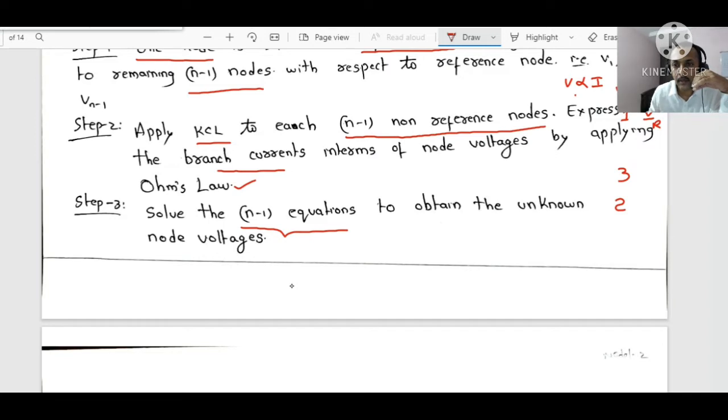For example, in a problem there are 4 nodes. How many equations you will get? 3 equations you will get. Now you want to solve those 3 equations. For that sake, you will get a 3 by 3 matrix. To solve these 2 equations, you will write it in the form of a 2 by 2 matrix. I will tell you. We will discuss that also. But the key point is, you solve the n-1 equations.